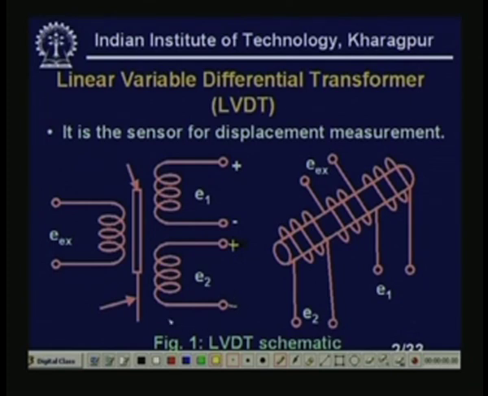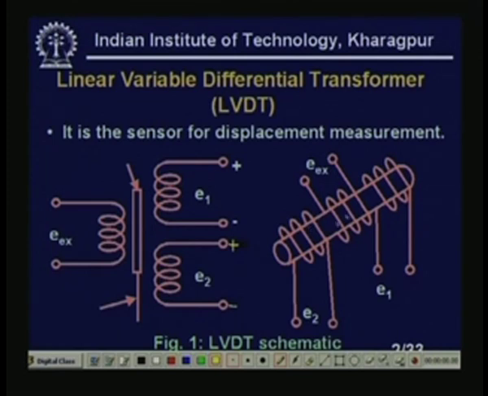The excitation voltage will come here, an AC excitation voltage, any voltage between 3 to 15 volts and 50 Hz to 20 kilohertz, and two different secondaries. Here we can see the basic construction. You see here on a bobbin the primary is wound and the two secondaries are wound in this fashion, right.